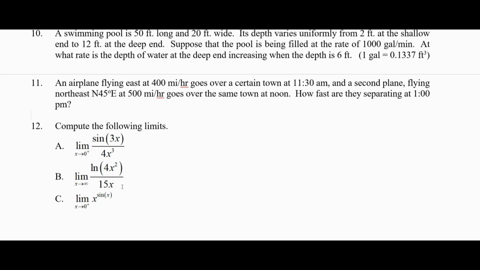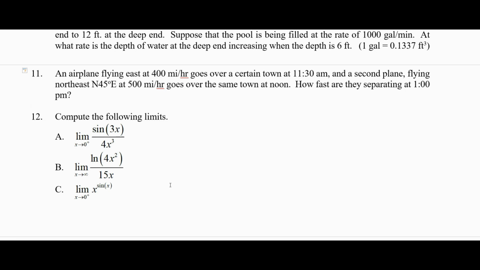And then finally, number 12, we've got 3 limits to compute. The limit as x approaches 0 from the right side of sine of 3x over 4x cubed. The limit as x approaches infinity of natural logarithm of 4x squared over 15x. And the limit as x approaches 0 from the right side of x to the power sine of x.